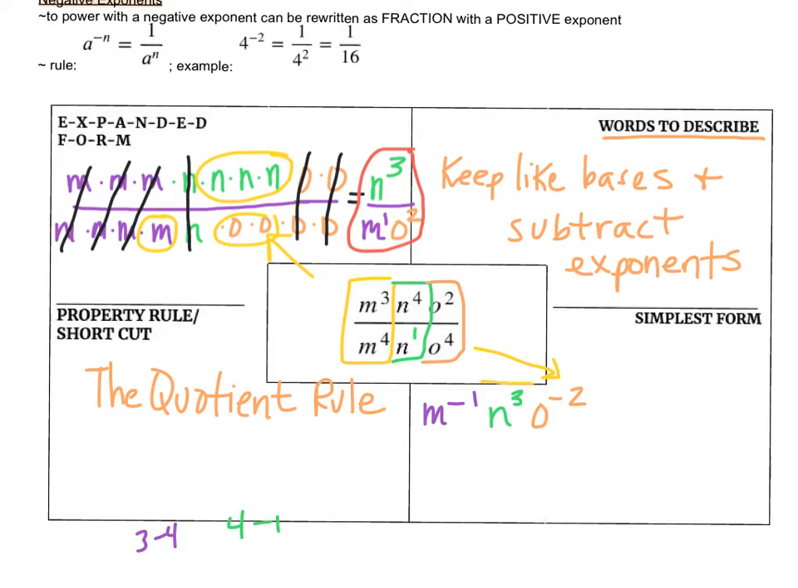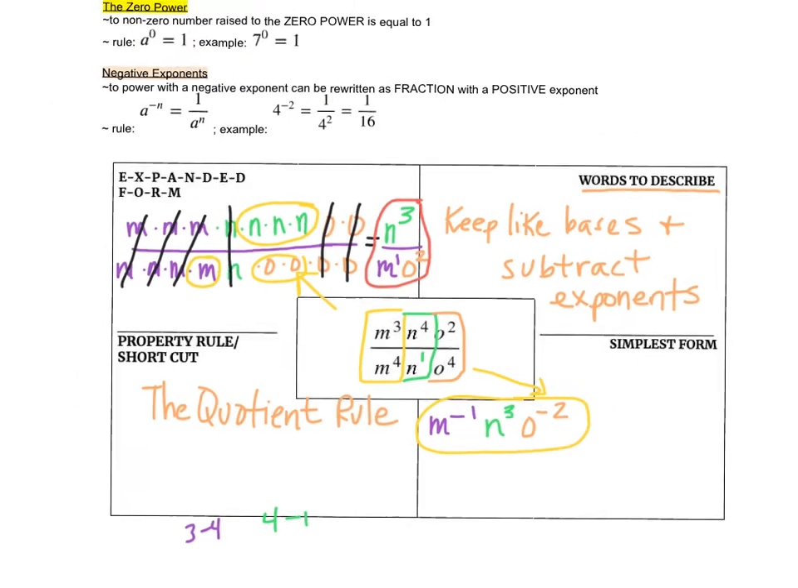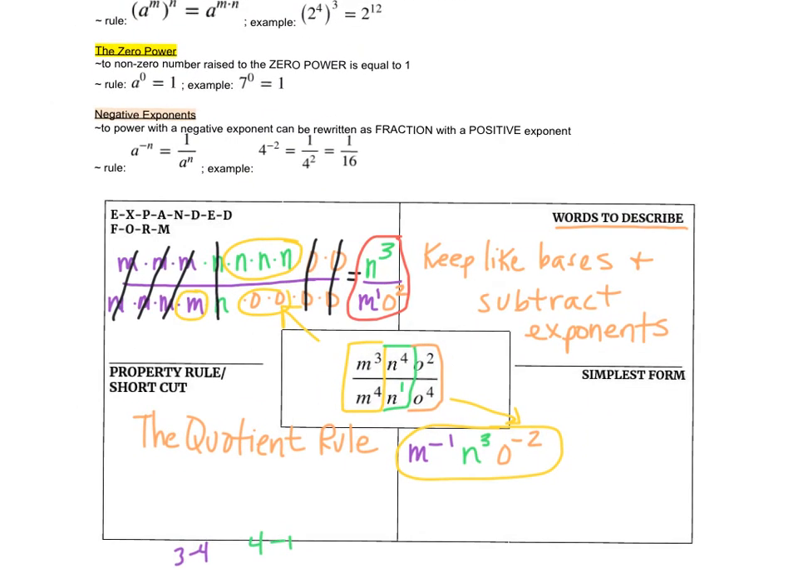Okay, so this leads me to another property. Do you see the other property that's used here? Do you notice that we have right here some negative exponents? So that's another property that's used in this problem here. So it's the negative exponents.